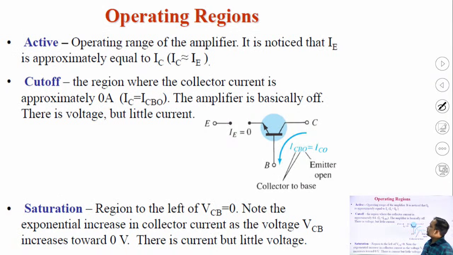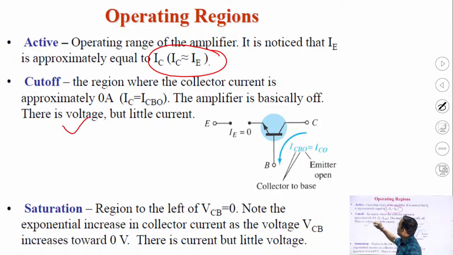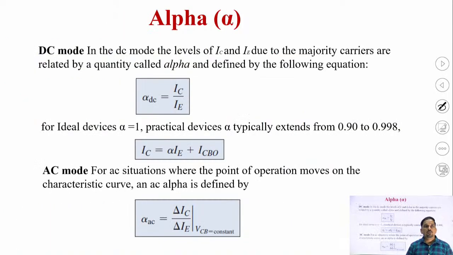Now let me discuss further. We have already seen IC is nearly equal to IE in the active region. In the cutoff region, we are already aware that the collector current IC is nearly equal to 0. In the saturation region, the current increases exponentially. So after these operating regions of the common base configuration, we will be seeing the current gain.